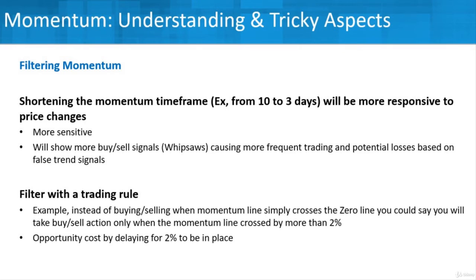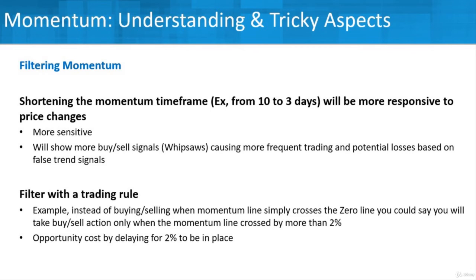That's what happens with filters. It helps strengthen your decisions, but it also costs you in terms of opportunity costs. Let's say you could have bought in a little bit earlier and had a little bit more profit by getting in earlier than waiting for that 2% to happen. But again, that'll help eliminate whipsaws. It'll help reduce whipsaws, help strengthen your buying decisions, especially if you're coupling it with another indicator.